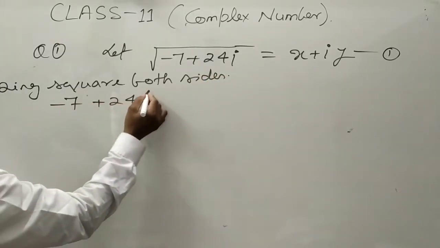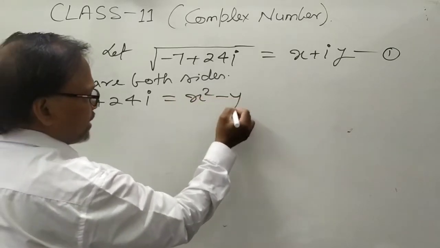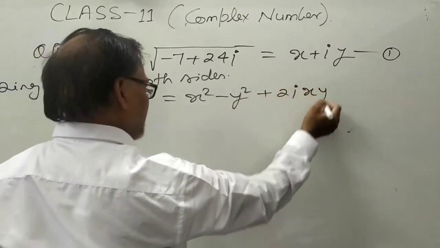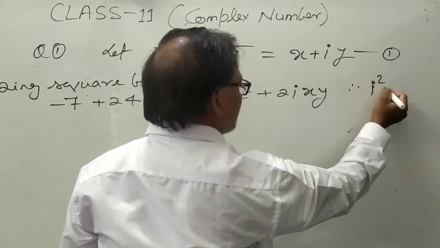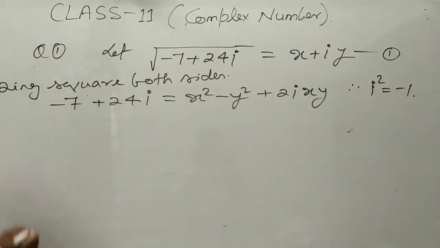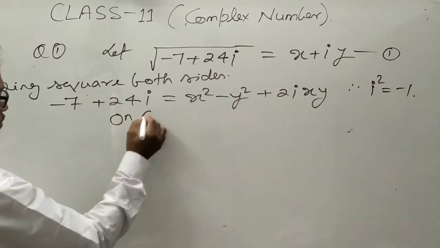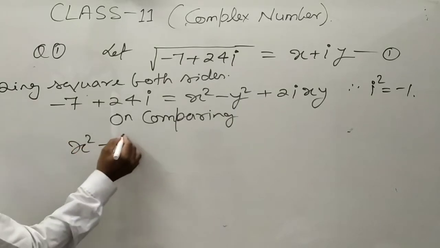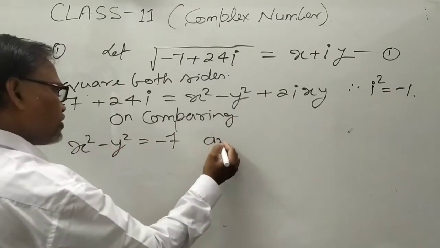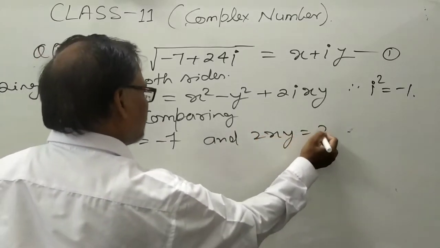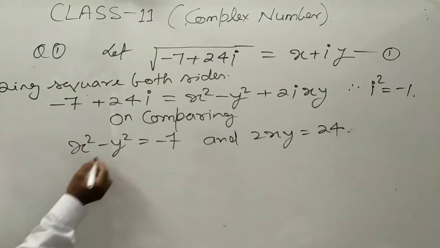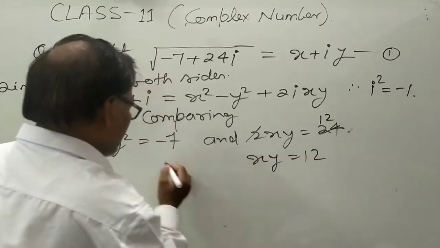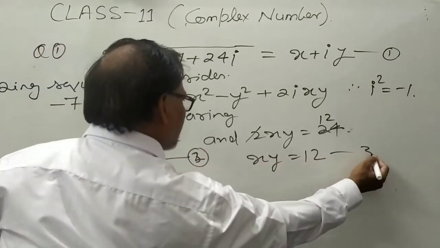Minus 7 plus 24i is equal to x square minus y square, you can write directly because i square y square is minus y square, plus 2ixy, and in this i square is equal to minus 1. Now comparing, x square minus y square is equal to minus 7 and 2xy is equal to 24. So also you can write 2 times 12, so xy is equal to 12. This is equation 2 and equation 3.